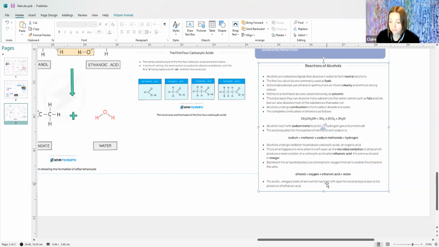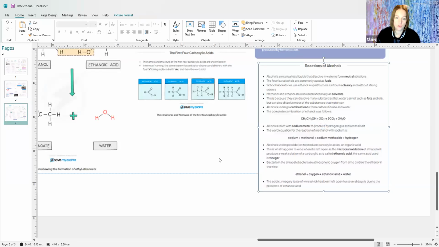Just might as well get your chips out and put it on the chips. The acidic, vinegary taste of wine left several days is due to the presence of acid. Yeah, there you go. That's why, if you don't finish your bottle of wine, you must put a stopper on it, and that should preserve it for a little bit longer.